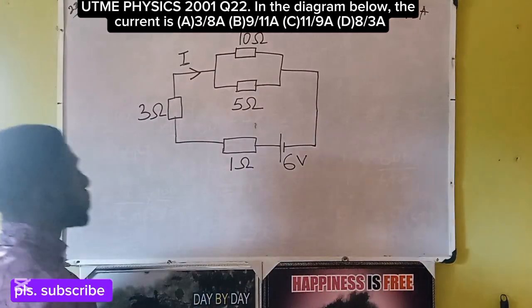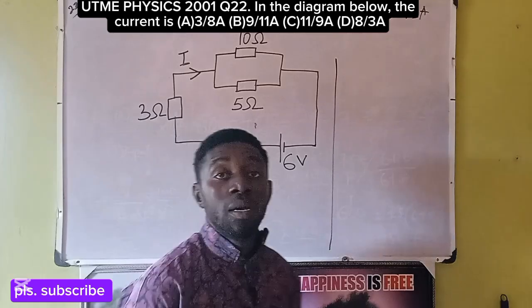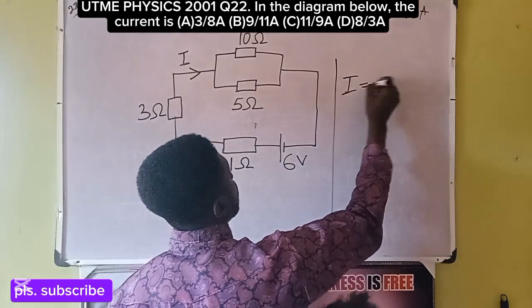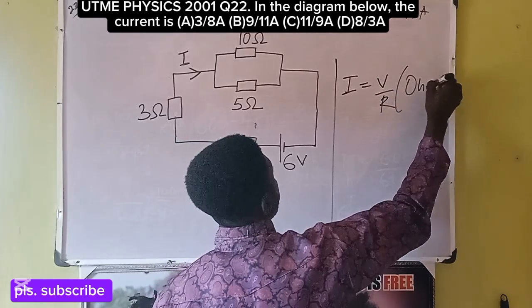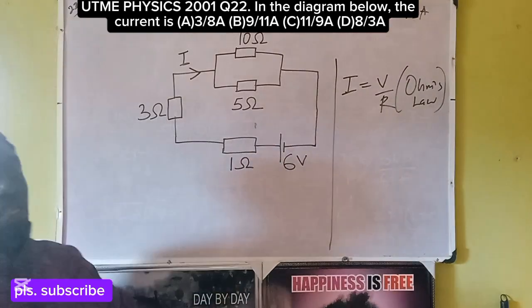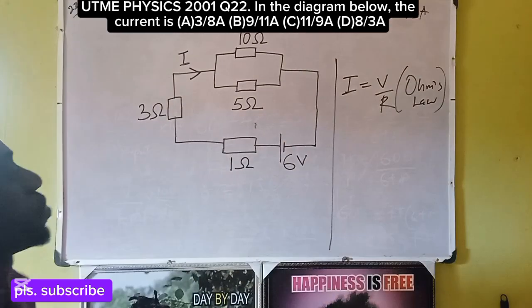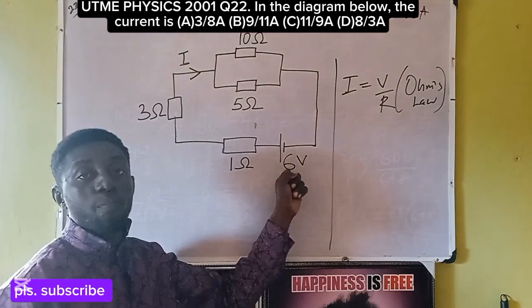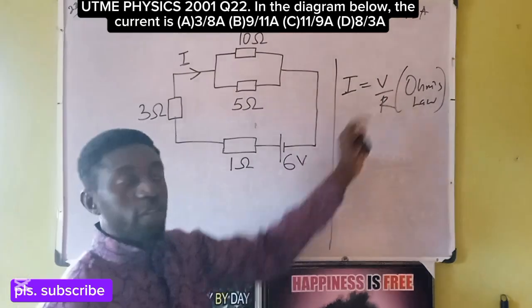Recall, we already have a formula that guides the flow of current in a circuit. I is equal to V over R, Ohm's law. To find the current, we'll be using V over R. Then observe your circuit. This is voltage, the source of power. Voltage, 6 volts. We'll substitute for V.